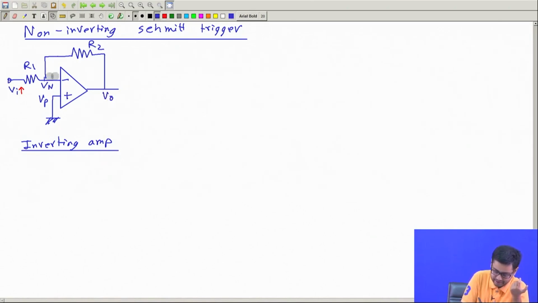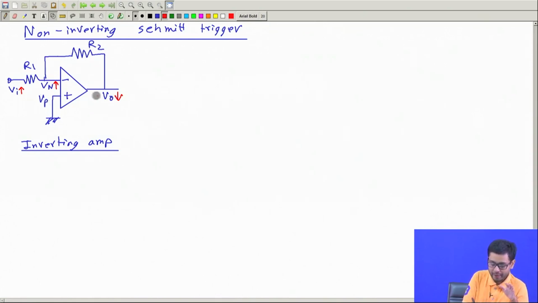So if you increase Vi, then Vn also increases, and Vp is at 0. If Vn is trying to increase, output will try to decrease, right? Because negative input is increasing, so output will decrease. Now if output is decreasing, this will cause Vn to go down, right? So you are increasing Vi and the op amp is decreasing Vo, and therefore you are trying to increase Vn, the op amp is trying to decrease Vn.